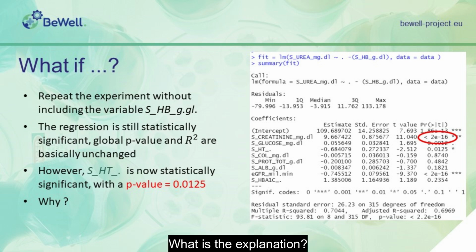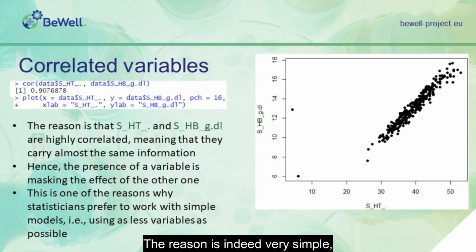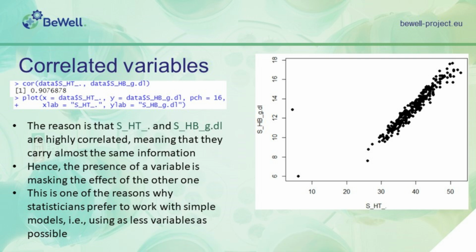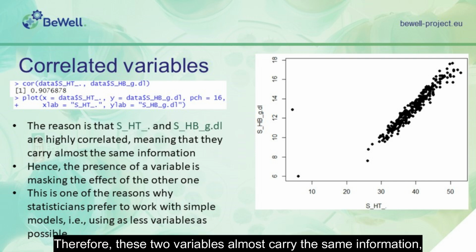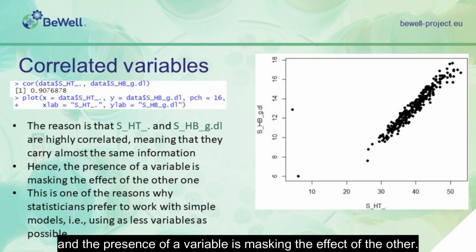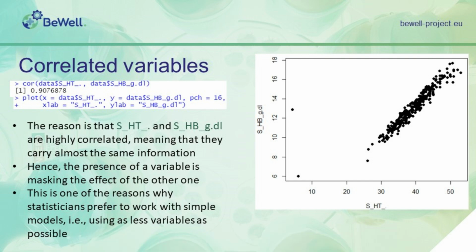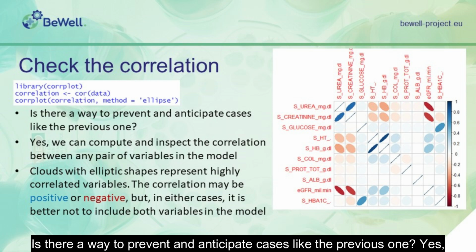What is the explanation? The reason is indeed very simple, and it is clear once we plot the two variables. They are highly correlated, with a linear correlation coefficient between them equal to 0.9. Therefore, these two variables almost carry the same information, and the presence of a variable is masking the effect of the other. Is there a way to prevent and anticipate cases like the previous one?